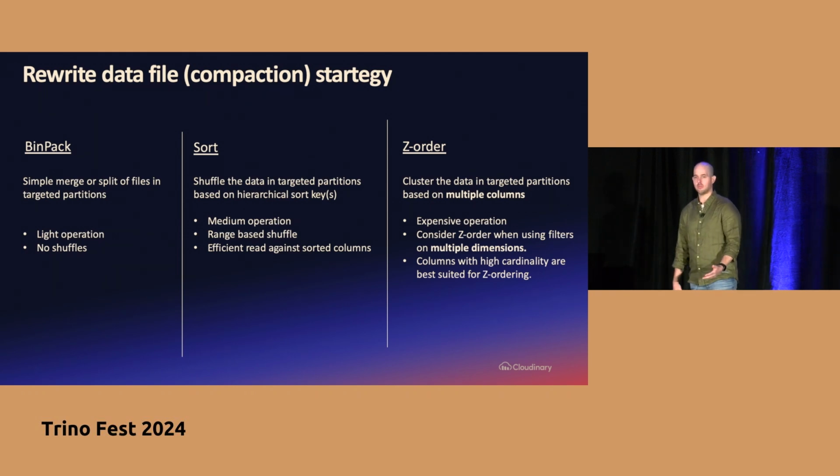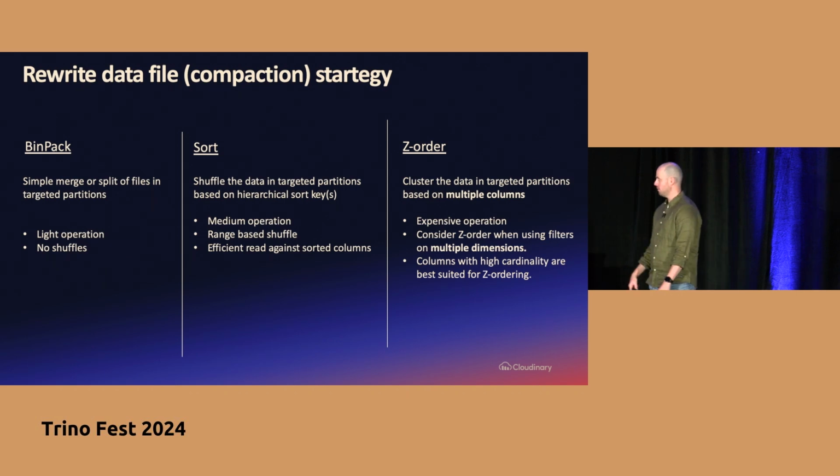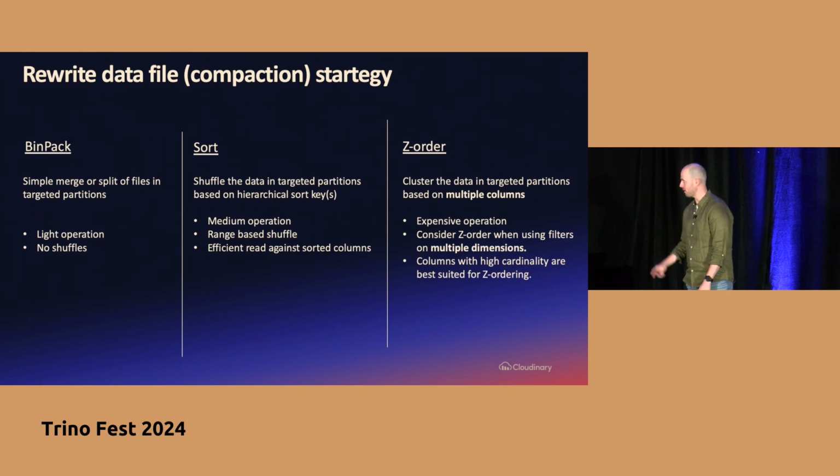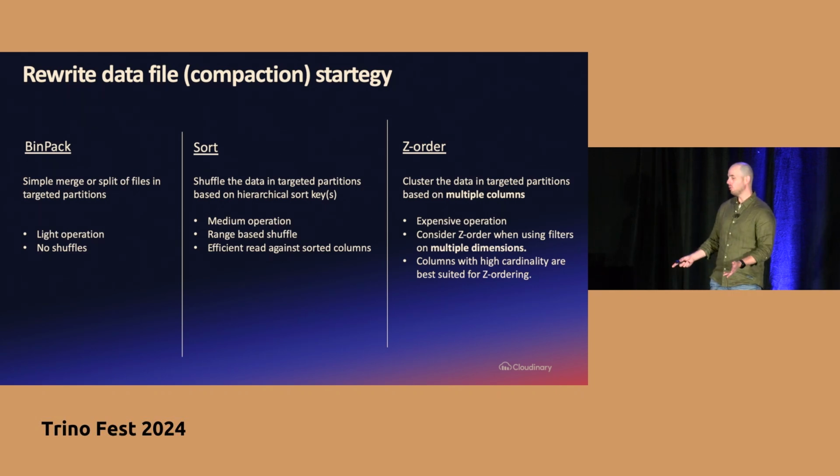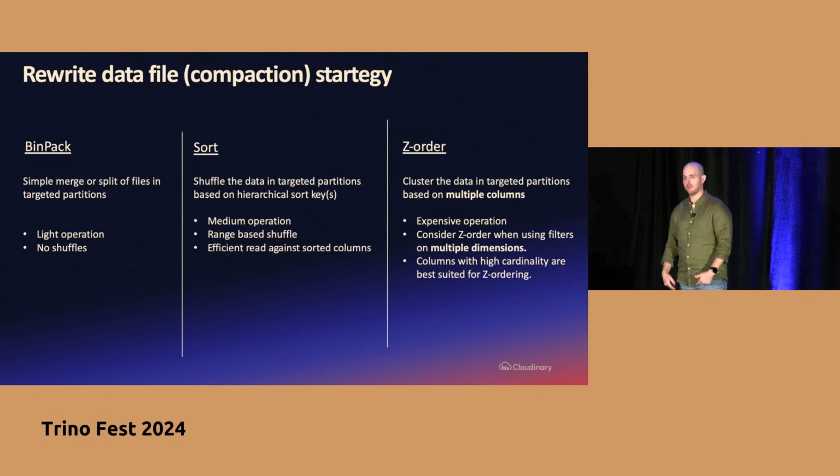Sorting is a medium operation. It takes your data and sorts it according to the columns you chose. It's a medium operation. It does require sorting. It does take more time, but you'll see the benefits of it soon. And Z-order does clustering on the data, and it's the most expensive operation. I won't dive into it because I never had a need for it, but it does help if you need to cluster similar data together.